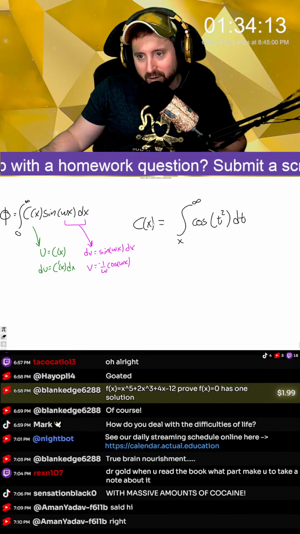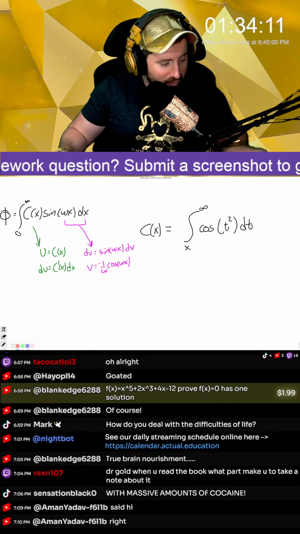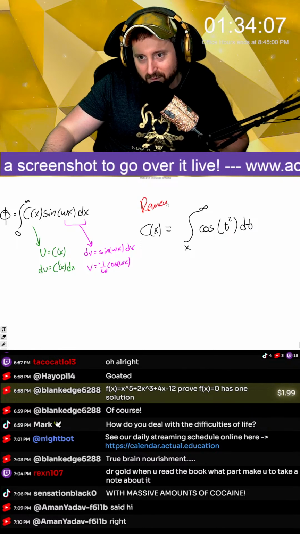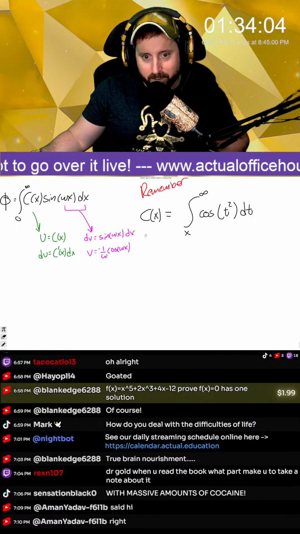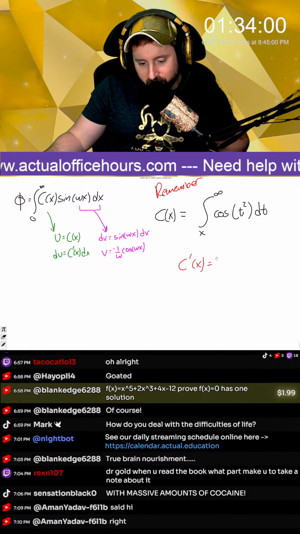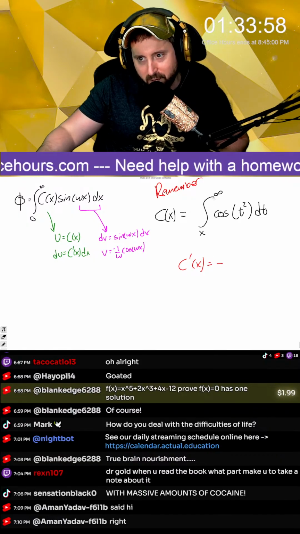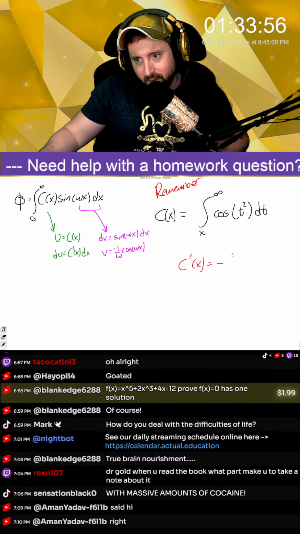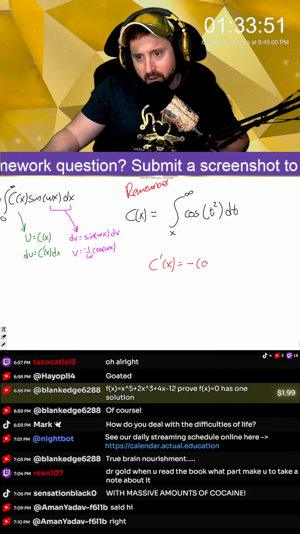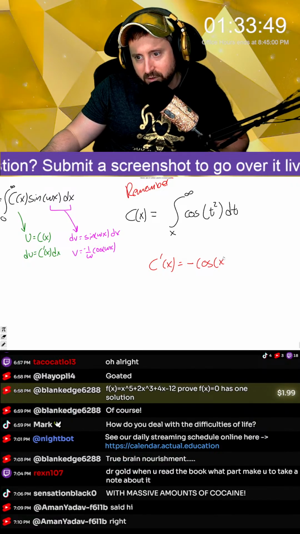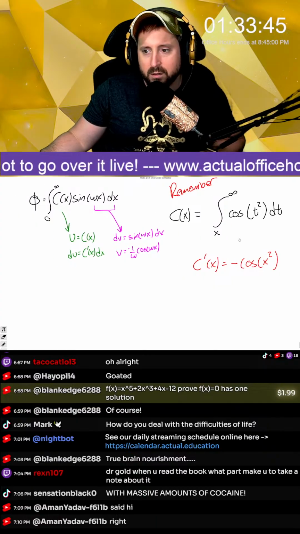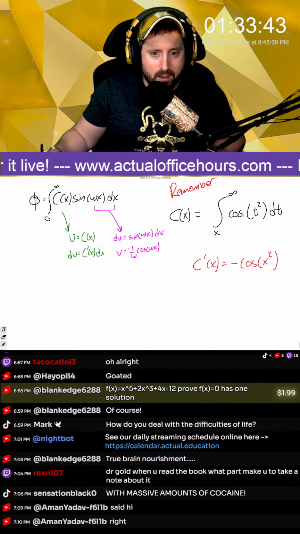Okay. Remember, c of x is equal to that. So c prime of x is equal to, I technically have to flip it, right? Because I need this on the top. And so it's negative cosine of x squared, right? Okay.